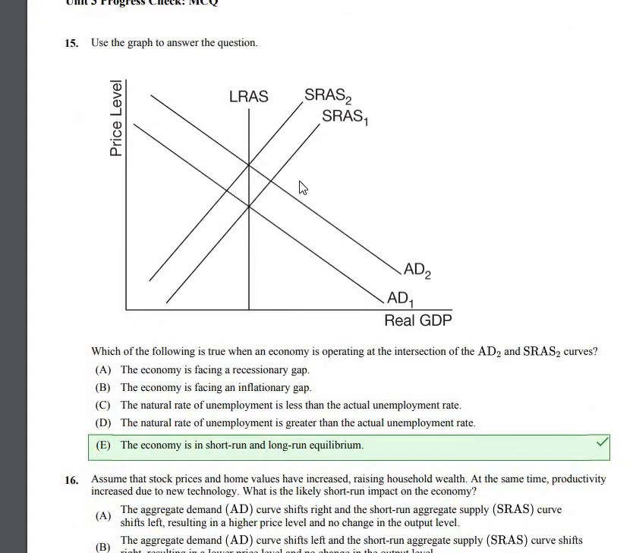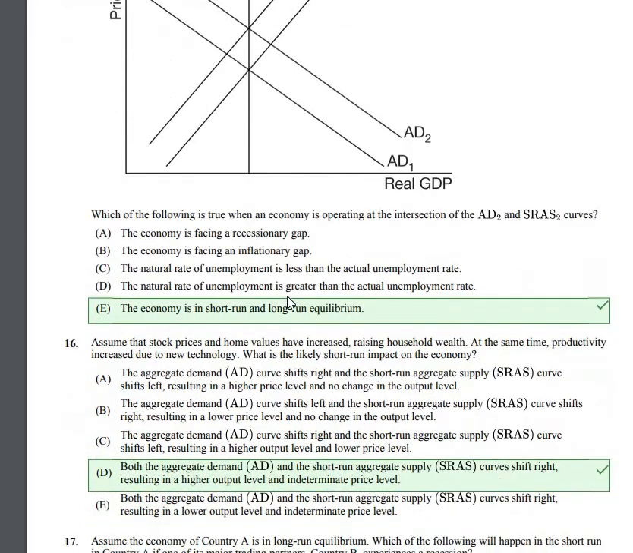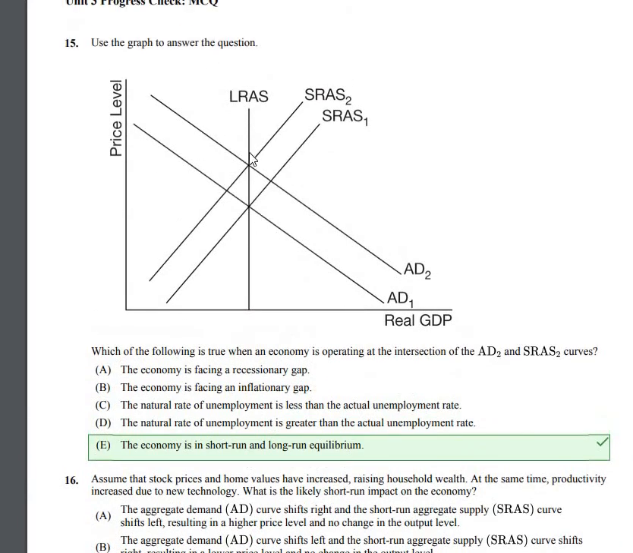Number 15, use the graph to answer the following questions. Which of the following is true when an economy is operating at the intersection of aggregate demand 2 and short-run aggregate supply curve 2? All right, so we are right here now. All right. E, the economy is in short-run and long-run equilibrium. That's the only thing that's true out of this. All right, so if you see a question like this, make sure you're just following along with what they're asking.